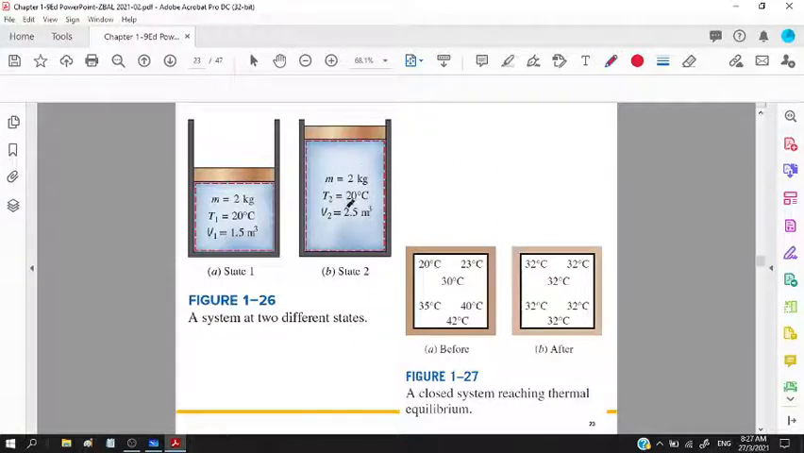This is the state, right? Mass 2, temperature difference, volume difference. Because this is a closed system, the mass does not change. And this is what we call the continuum or the thermal equilibrium. We can see the temperature: this is the initial temperature, this is the final temperature, before and after. So when we look at thermal equilibrium, the temperature should be the same.